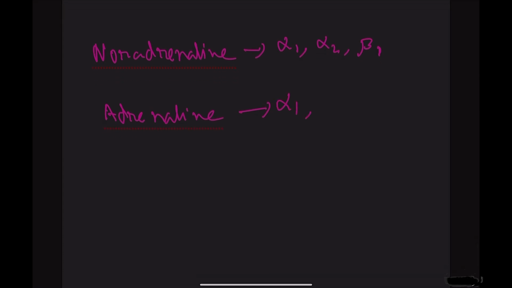Okay, so let's see the receptors, in which receptors these catecholamines act. Okay, so if I talk about noradrenaline, it is selective to alpha 1, alpha 2 and beta 1. Okay, adrenaline, if I say, it is selective to alpha 1, alpha 2, beta 1 and beta 2.